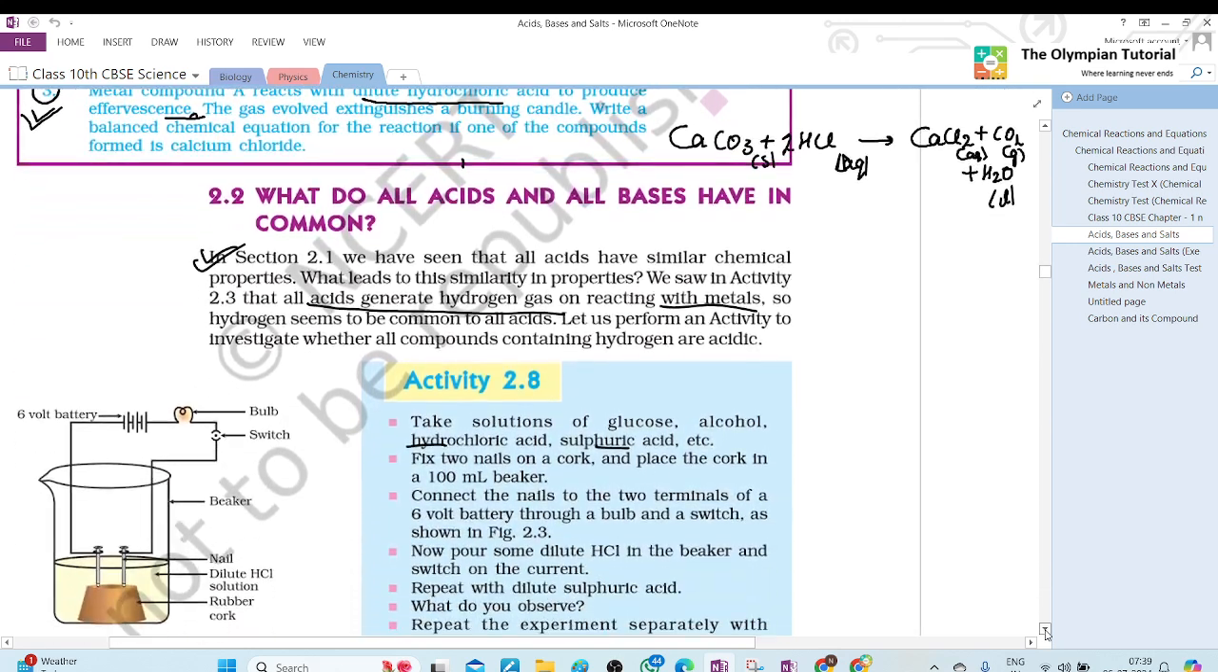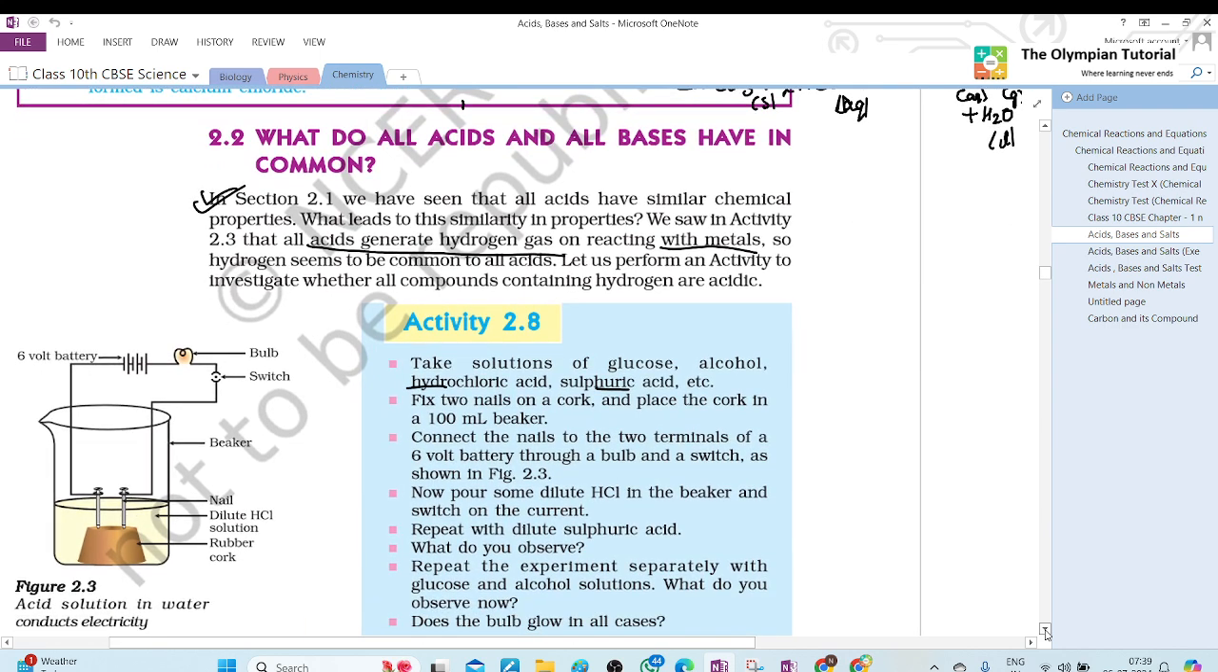Okay. Aikta, Thania, have you written till here? Yes, ma'am. Now, what do all acids and all bases have in common? Who will tell, Aikta or Thania? Ma'am, they both release hydrogen ions, but there is a difference in concentration.